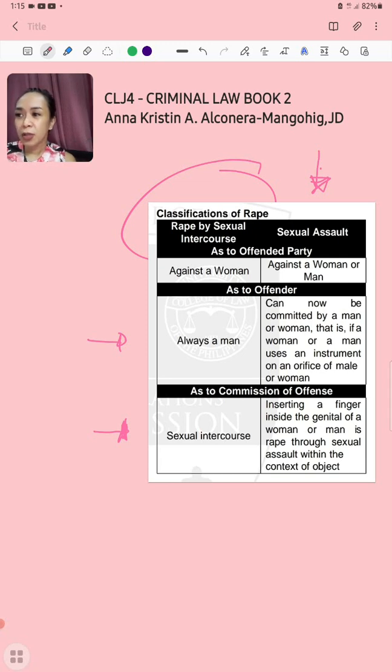So, what are the accompanying circumstances? There is force, threat, and intimidation. It is not necessary that the force employed against the woman is so great that she cannot complain na there is rape. No, hindi basehan yun. It must be that the force is sufficient enough, no? The force is enough to make the woman do or to perform carnal knowledge towards the woman.